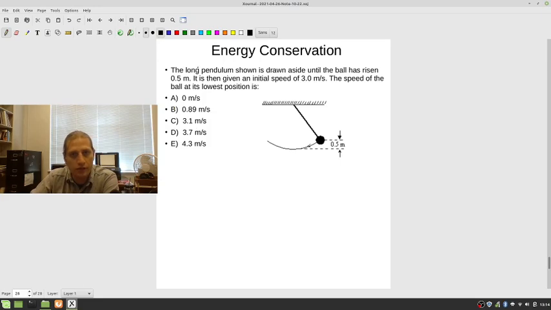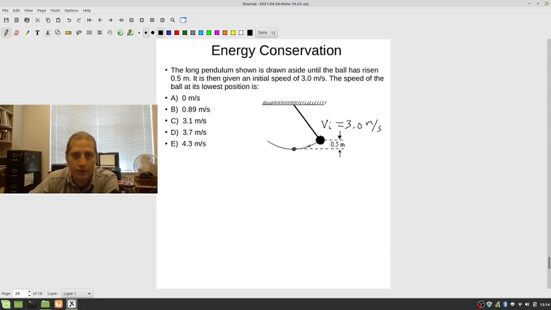Okay, let's see another type of problem. In this problem, it says the long pendulum shown is drawn back as the ball is raised to 0.5 meters. It is then given, so it starts here, and then you give it a little push. It gets given an initial speed of 3.0 meters per second. The speed of the ball at its lowest position is. So, what do you do here?